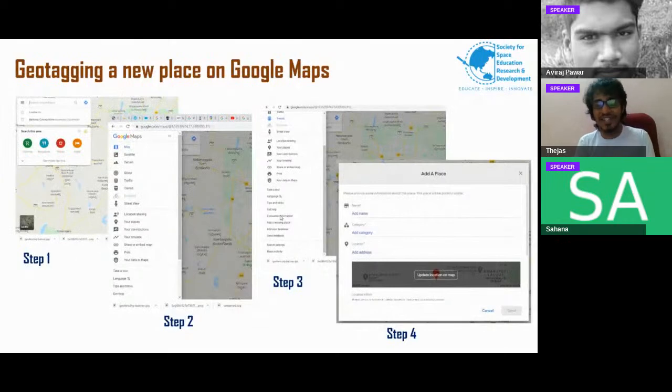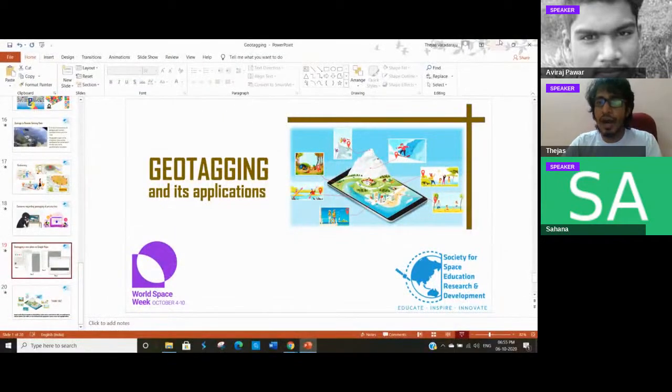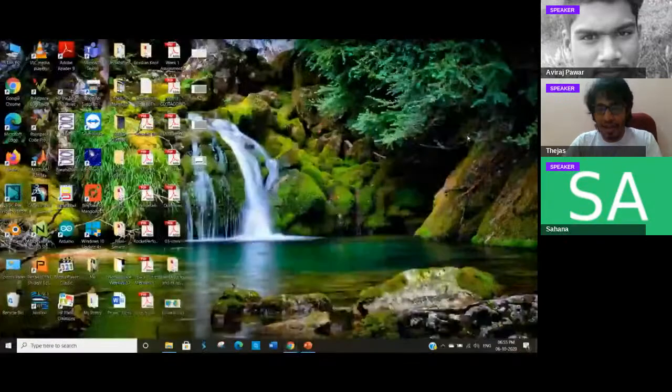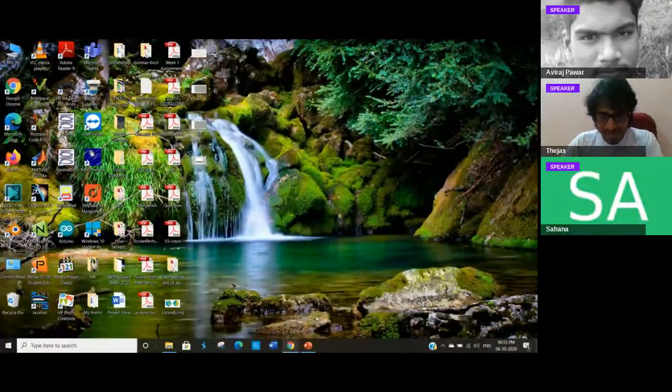It is very beneficial that way. If you try out a new cafe today and it's not updated on Google Maps, you can use this particular option to tag that location and write your review there, so that more people can visit that place. Okay, now I'll be demonstrating how to use these geotagging options in Google Maps.